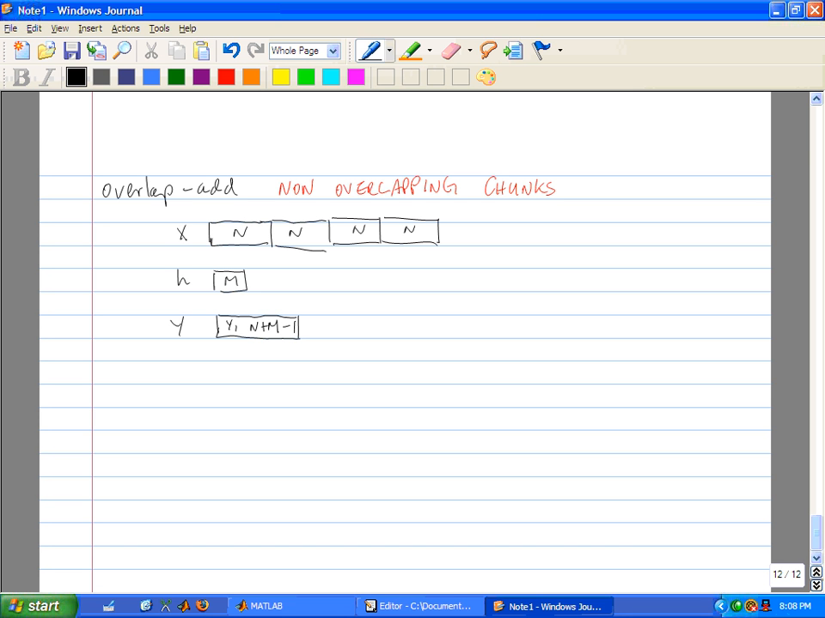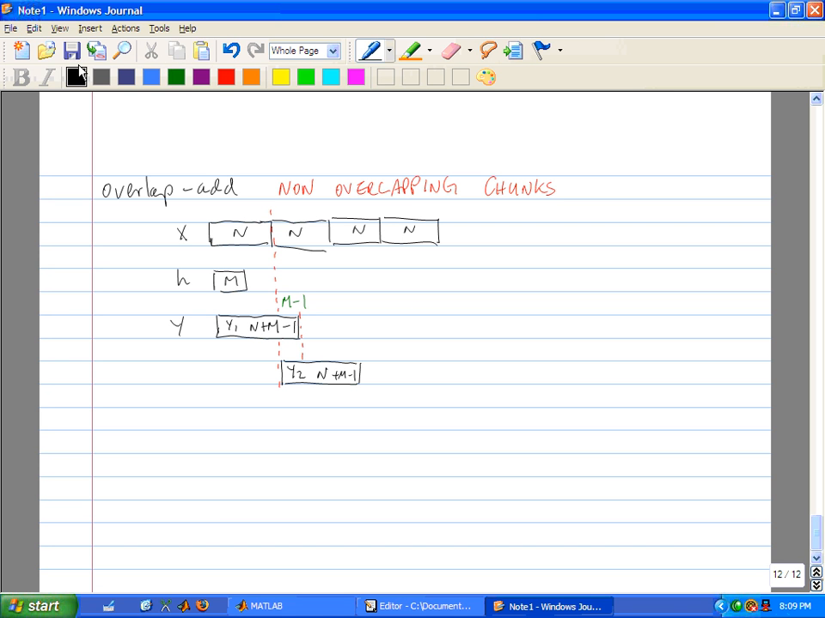Okay, second chunk, same length. Where does it start? You can kind of see where the problem is. Now I've got my second chunk, y2, which also has length n plus m minus 1. But interestingly, these two overlap. How many samples do they overlap by? This is going to be m minus 1 samples wide.